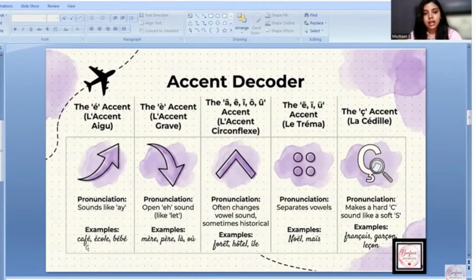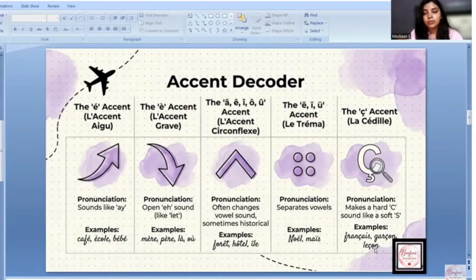So now here: café, école, bébé. Café means coffee, école means school, and bébé means baby. Mère and père, mother and father. Là, there. Où, where. Forêt, forest. Hôtel, hotel. Île, island. Noël, Christmas. Maïs, corn. Français, French. Garçon, boy. Leçon, lesson.